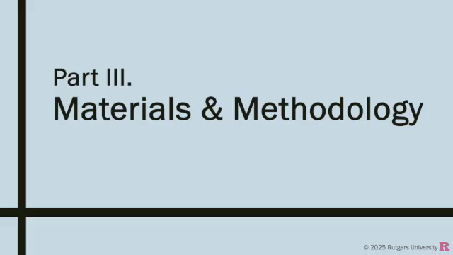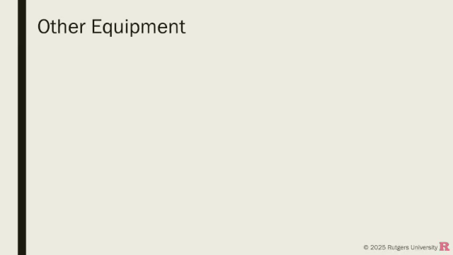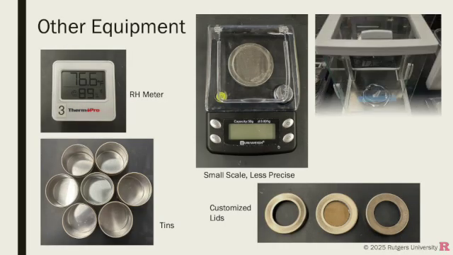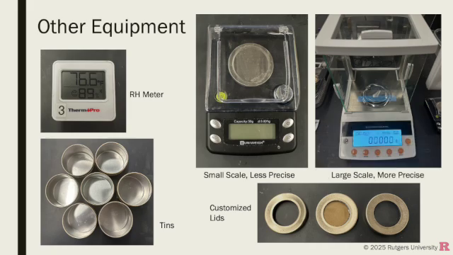Part 3. Materials and Methodology. Other equipment used in this experiment includes RH meters, tins, customized lids, and scales. The RH meters help keep track of the actual RH in each incubator. If the RH deviates, this can affect the sugar's moisture absorption and must be corrected if it occurs. The tins and customized lids are where the sugar samples will be held and weighed. The customized lids will have either an empty opening or an opening with one of the 2 packagings.